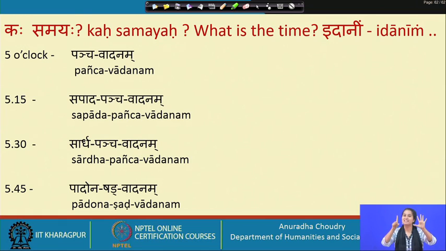Idanim shad vadanam. 7: Idanim sapta vadanam. Uttamam.